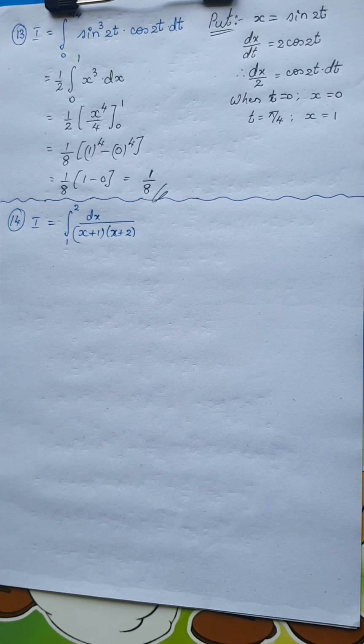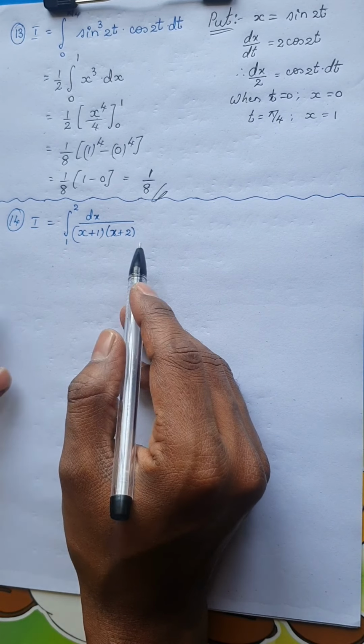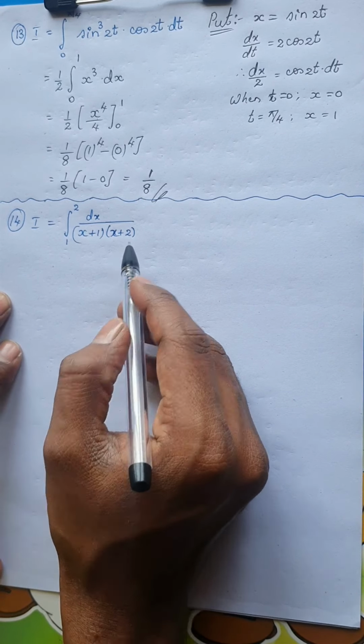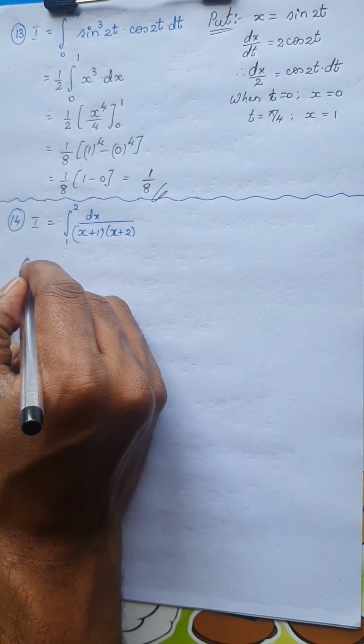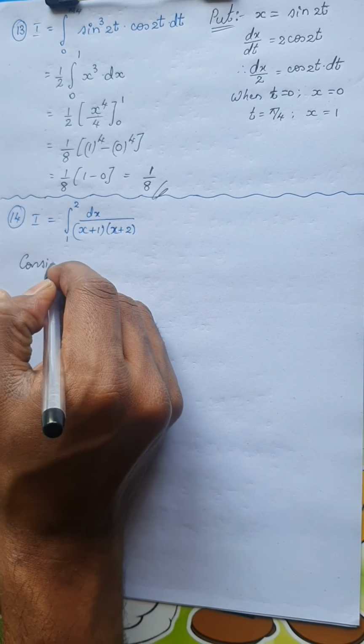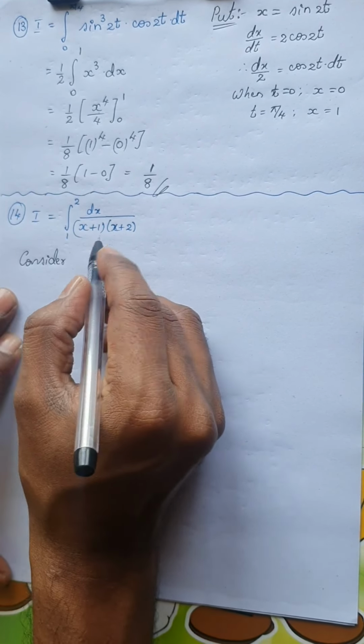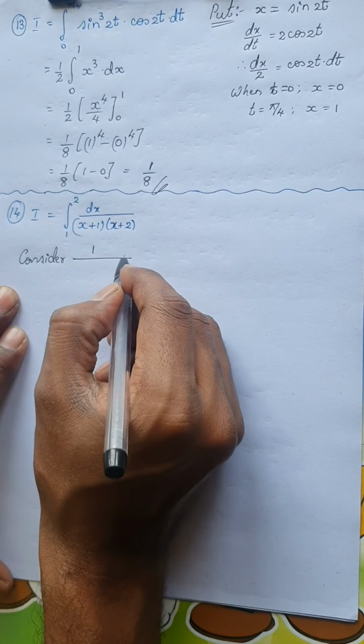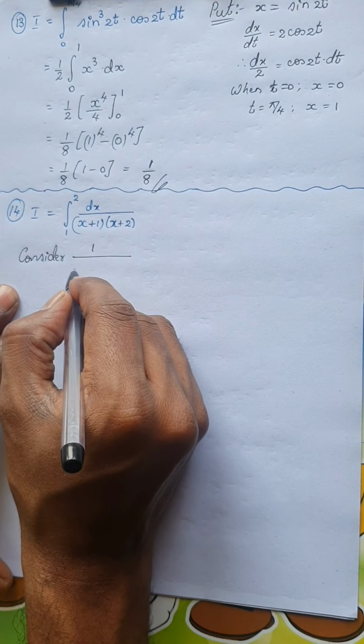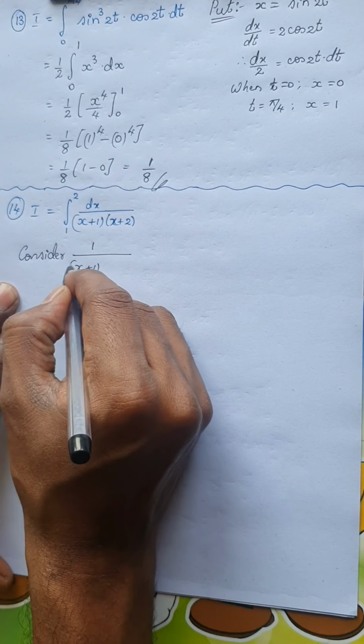So the next integral we have is integral within the limits 1 to 2, dx divided by x plus 1 divided by x plus 2. Now I hope you remember the process. Whenever you have terms of this form, we integrate this using partial fractions. Again, the denominator is a product of linear factors, so we have a shortcut method here.